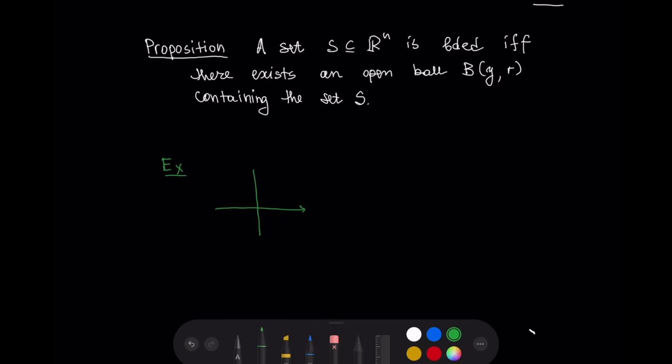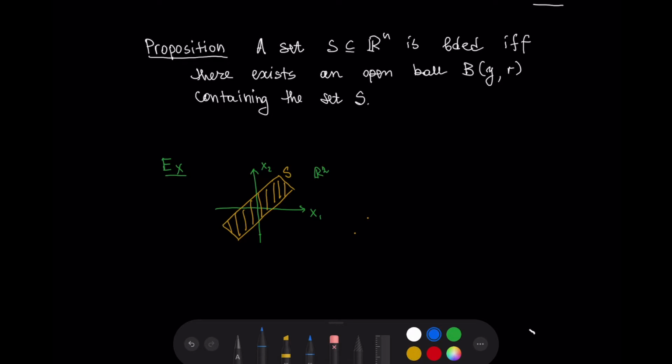So suppose we are dealing with R2. So we are on the plane, and we have a set that looks like this. Everything inside this rectangle is in the set. Now the question is, is the set S bounded or not? What do you guys think?